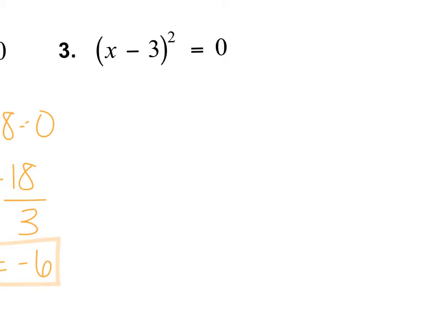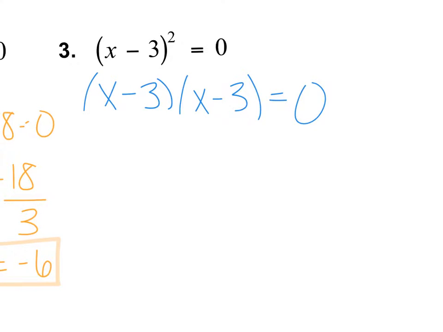All right, how'd you solve this one? Somebody tell me what you did. Yeah, Ben? I distributed the exponent 2 to both of the figures inside the parentheses. Okay, so you rewrote it out, x minus 3 and x minus 3? Yes. Set equal to 0. Okay, good.